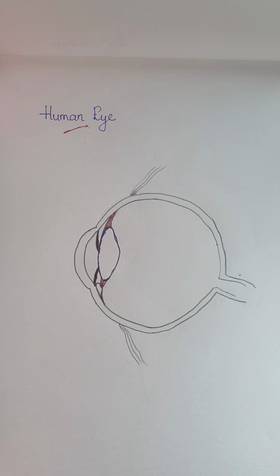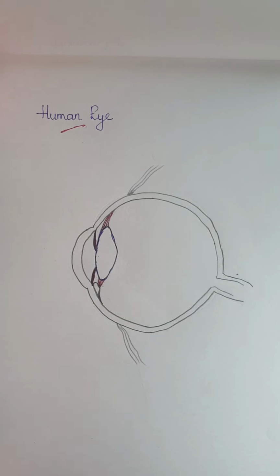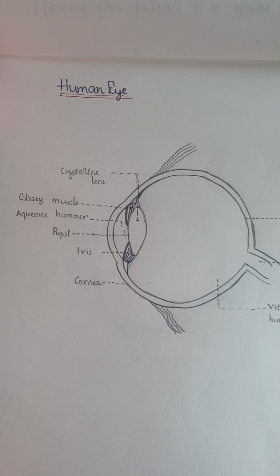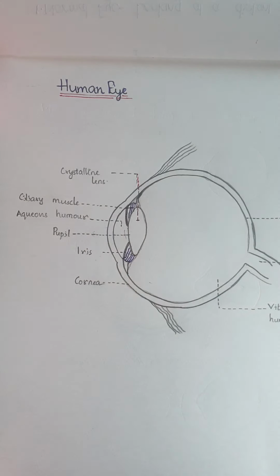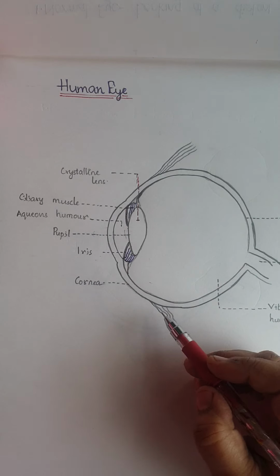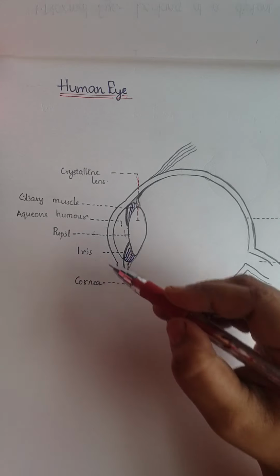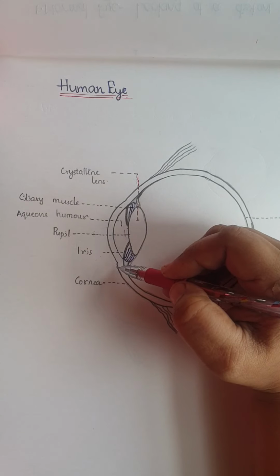Now, let us discuss the human eye, its parts, and their functions in detail. First part is cornea. Children, can you see in the diagram where the cornea is? The outermost layer, right? Yes, the outermost thin layer is known as cornea. This layer covers the front side of the eyeball.